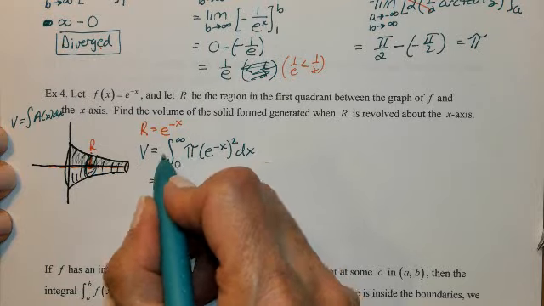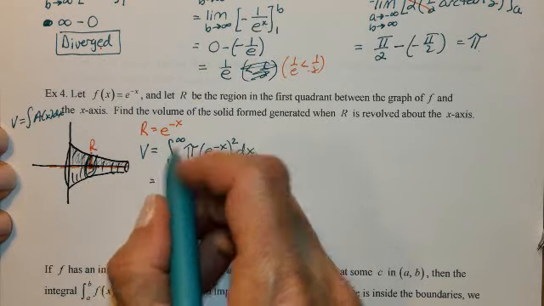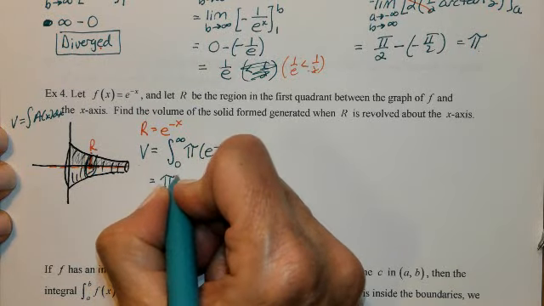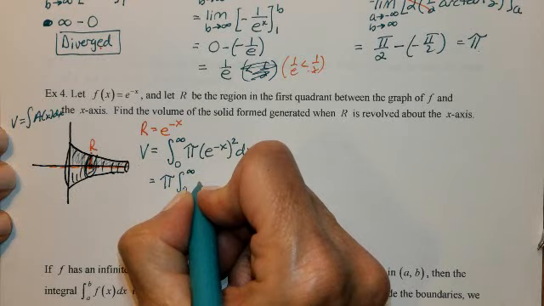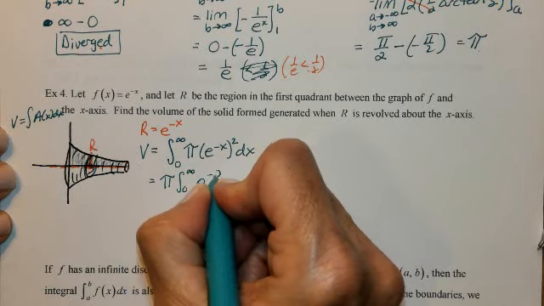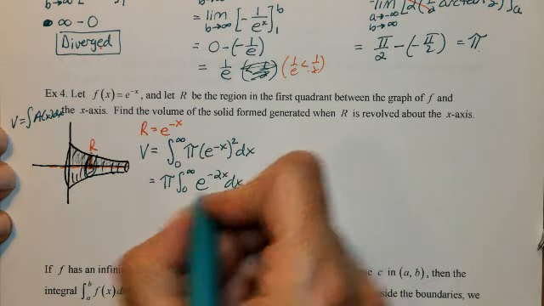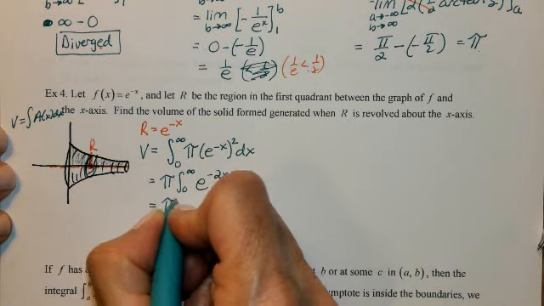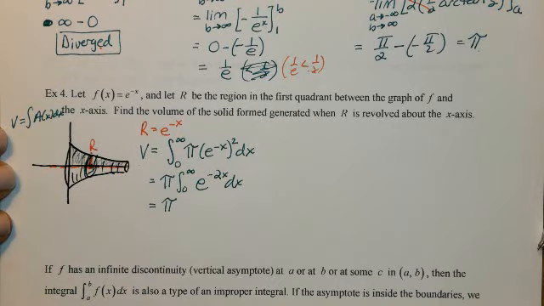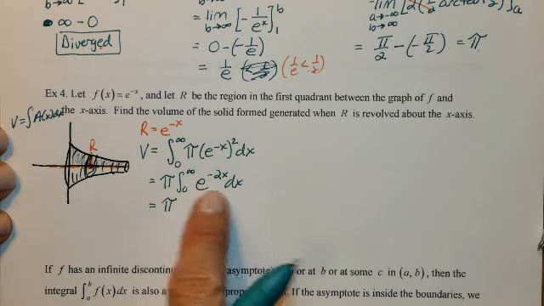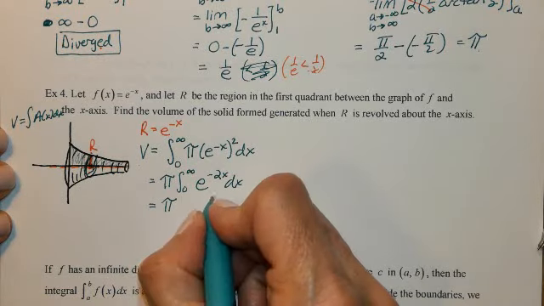The pi, I'm just going to take out, right? I'm just going to take that out. So then I'll have e to the negative 2x dx. Now, the pi is good. I'm going to leave it out. Okay. This integral, I'm going to take the antiderivative.